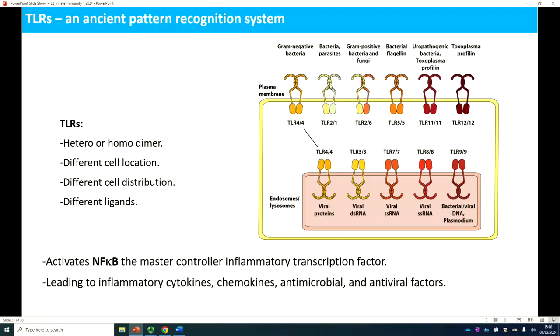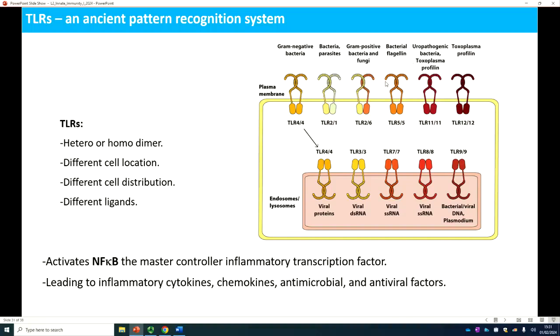And if we look at the different varieties of toll-like receptors, you can see in this diagram here that they can exist as either homodimers or heterodimers. They have different locations in the cell, so they can be on the cell surface. They can be found, as I mentioned before, on the endosomes. They have different distributions across the cell, but they also have a capacity for different ligands. So you can see here at the top that they are specialized in binding to different things.